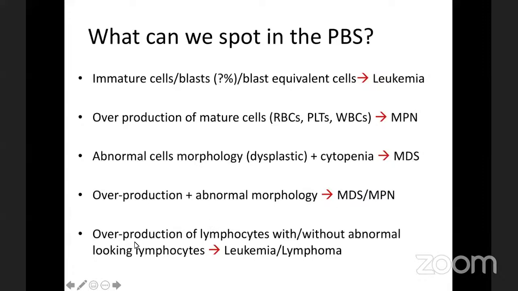You may have overproduction of lymphocytes, with or without abnormal-looking lymphocytes, and this could be diagnostic for leukemia or lymphoma, like CLL or mantle cell or other lymphoma cases that may spill into the peripheral circulation. So you will get an abnormal CBC result, and when you put your eyes on the microscope, you will sometimes detect and get a clue of the abnormal cells.